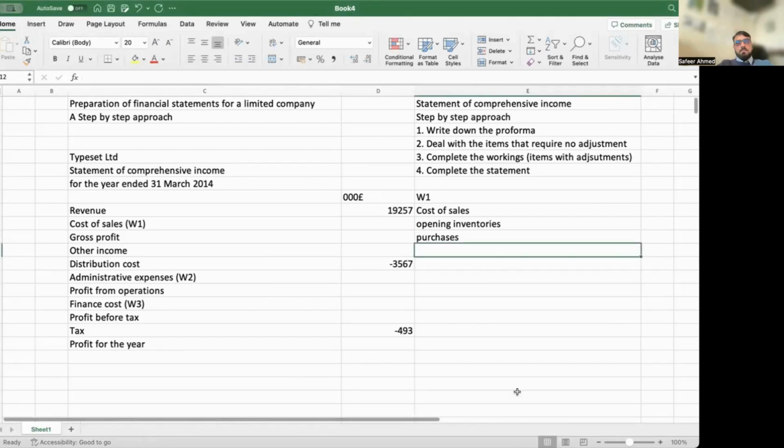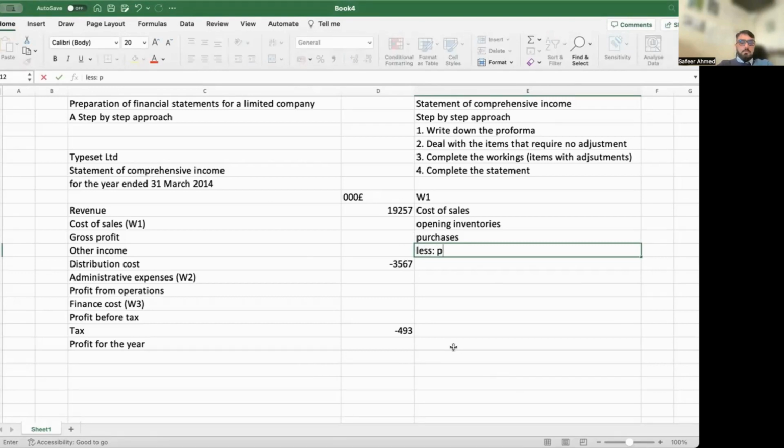Now remember that these purchases were related to next year, which is starting in April. So remember that the year end is 31st of March 2014. So these are the wrong purchases that they have included as part of this financial year. So what we need to do is remove the wrong purchases, and we will be including these purchases in the next year. So here I will say less purchases in the wrong period.